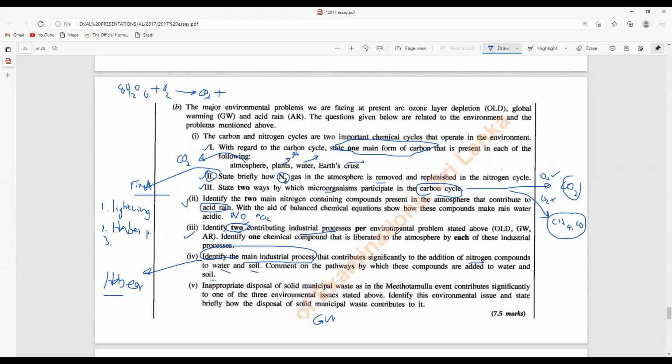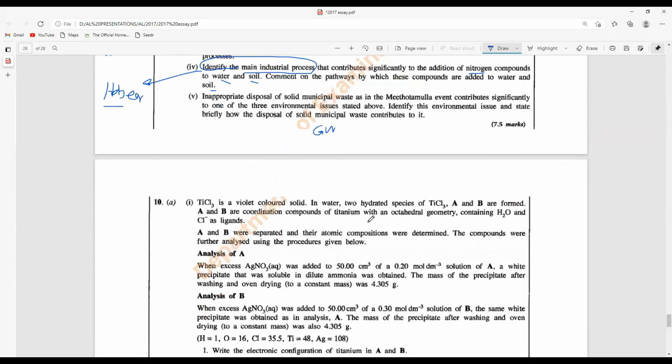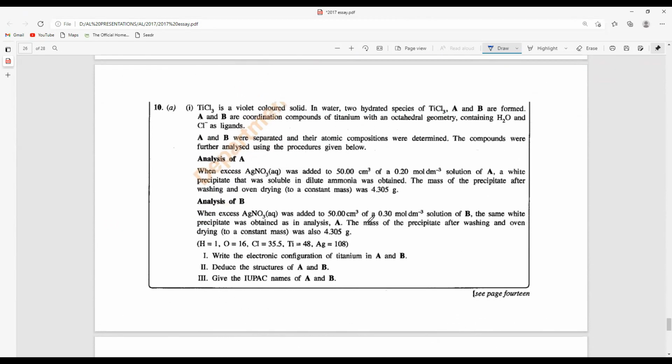Right, so this is a brief explanation of this part B, and we have to move on to question number 10, and we will finish up here. Okay.